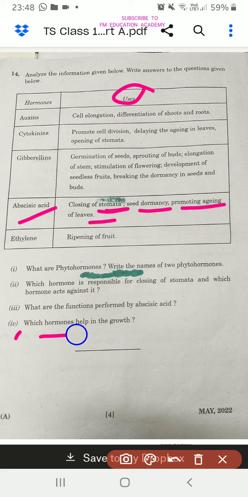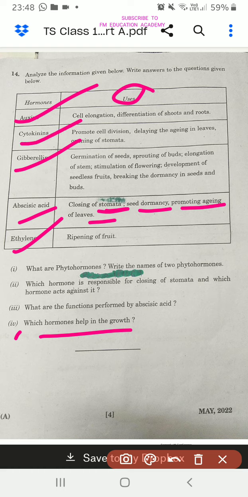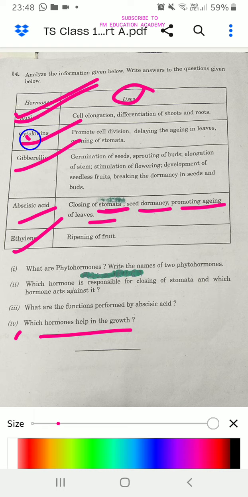Fourth bit is, which hormone helps in the growth? So which hormones help in the growth? Auxins help in the growth. Okay, then ethylene helps in growth, gibberellins help in growth, and also cytokinins help in growth. Okay, so these 4 you could have written, auxins, cytokinins, gibberellins, and ethylene.